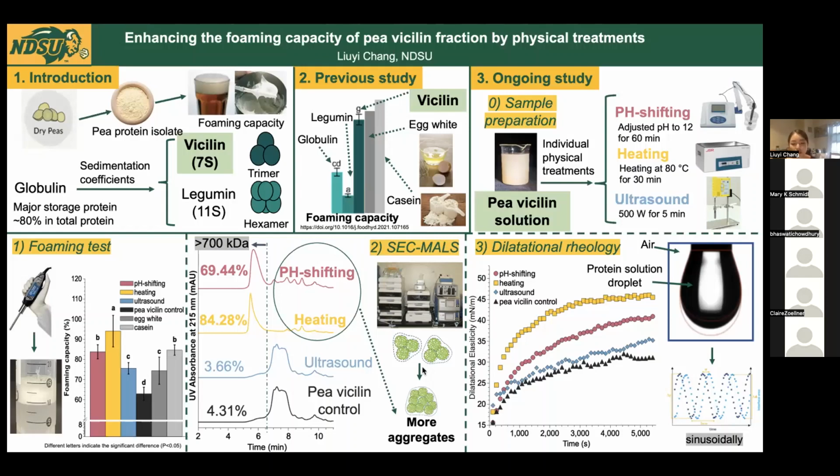From the result, we can clearly see that the dilatational elasticity of heating and pH shifting treated samples is higher. So that means protein with more aggregates can form a more elastic film, especially the heating treated sample. So that may be the reason why more aggregates improve the foaming capacity.